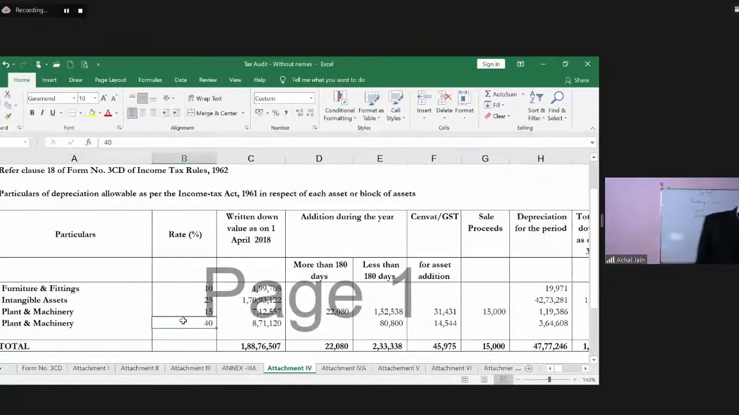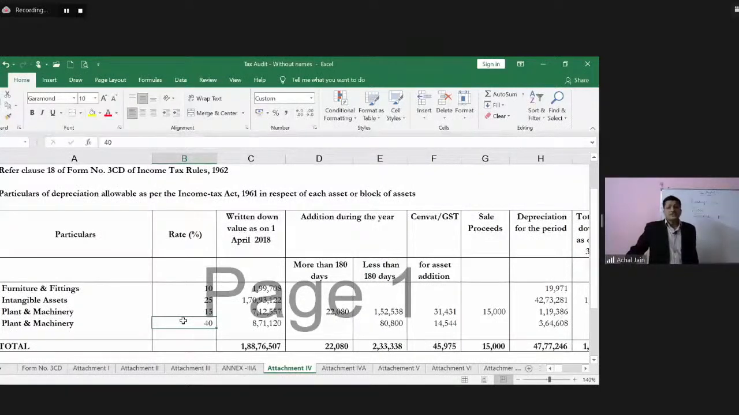Okay, so it talks about, first of all, the nature of the asset, which means the category into which those have been categorized. Then the rate of depreciation. Then opening WDV. In this particular scenario, the opening WDV was as at 1st April 2018, because this is the form for 1890.